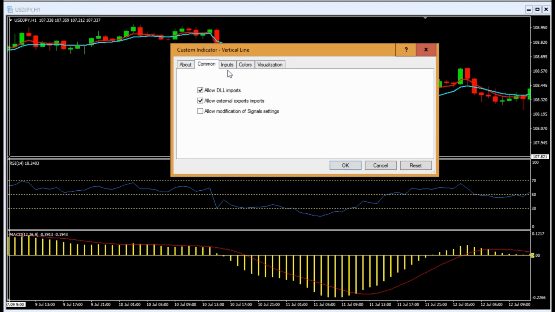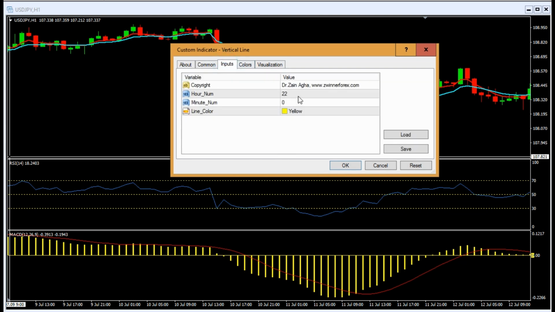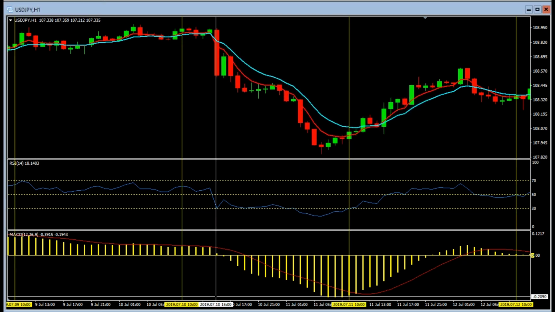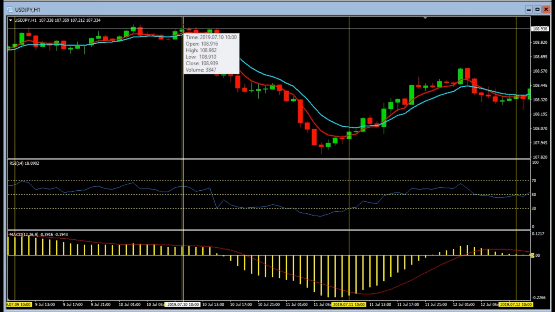DLL imports on. In the inputs, we need to put 8 o'clock London time, 8 a.m. But because our server, the broker, is 2 hours ahead, we will put in 10 o'clock in the morning. So when it is 10 in the morning on the server, it is 8 o'clock London time. We click OK. Here on the 10th of July, we start our trading.